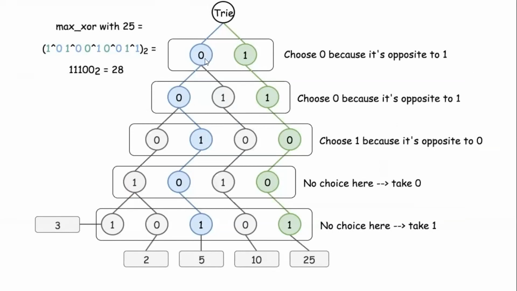Okay. So the first bit is a 0. If I have a 0, I will try to find a number which has 1 at that level. At this level, I have a value 1, so I try to traverse in this direction. Now at the second level, I have 0, so I will try to find 1. Basically, I can go in this direction and find 25. If I do XOR of 5 and 25, I get 28.